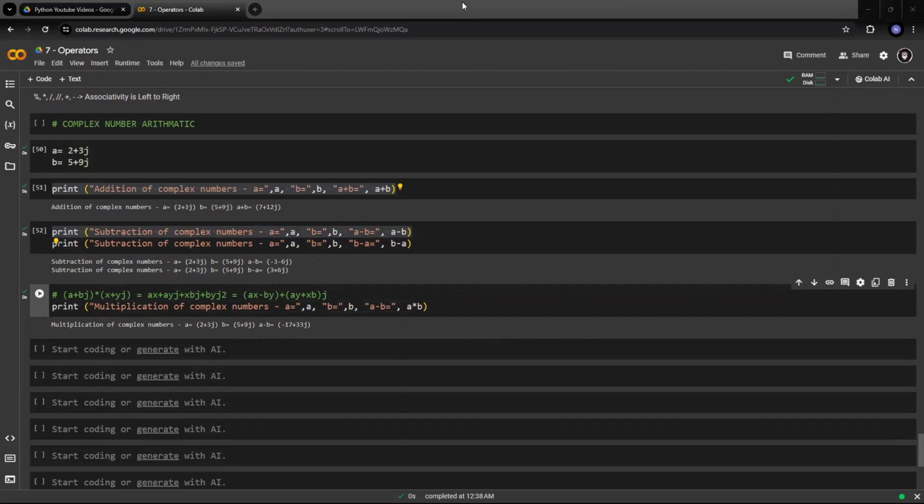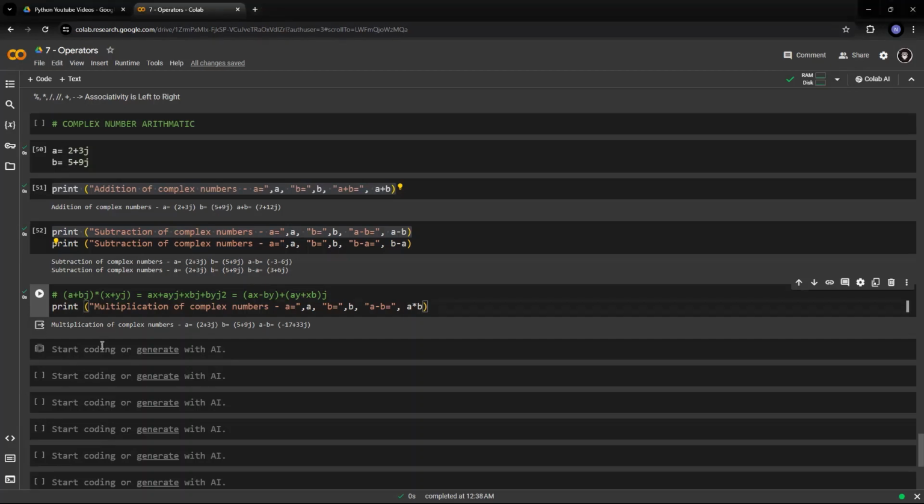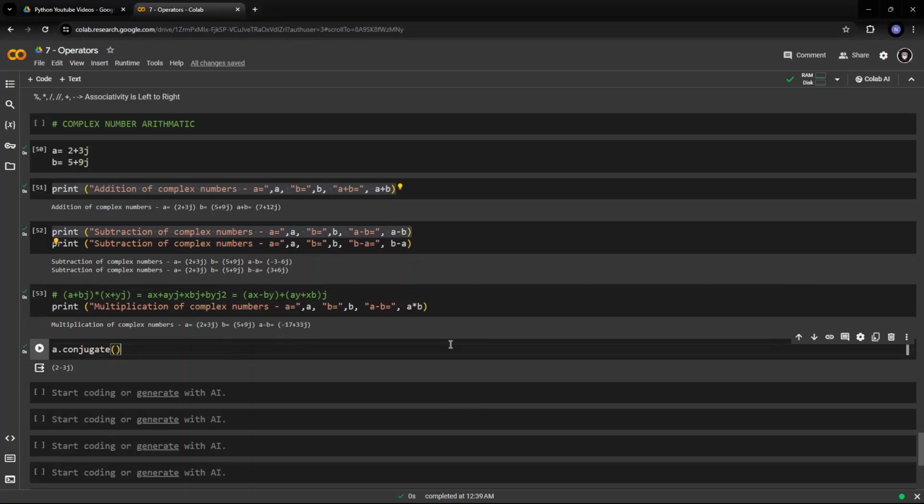Now, to understand how the division of two complex numbers takes place, we should use the conjugate of a complex number. Python's complex object has a conjugate method that returns a complex number with the sign of the imaginary part reversed. So if I have a equal to 2 plus 3j and I say a dot conjugate, it will give me 2 minus 3j. See this?